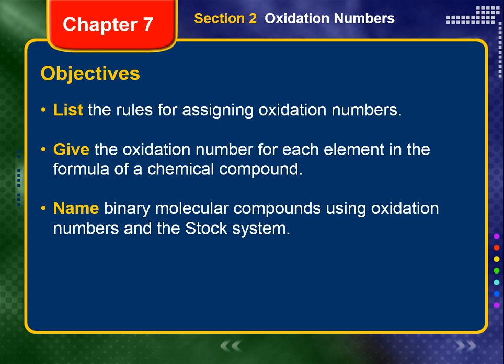At this point, I hope that you can list the rules for assigning oxidation numbers, give the oxidation number for each element in the formula of a chemical compound, and name binary molecular compounds using oxidation numbers and the Stock system.